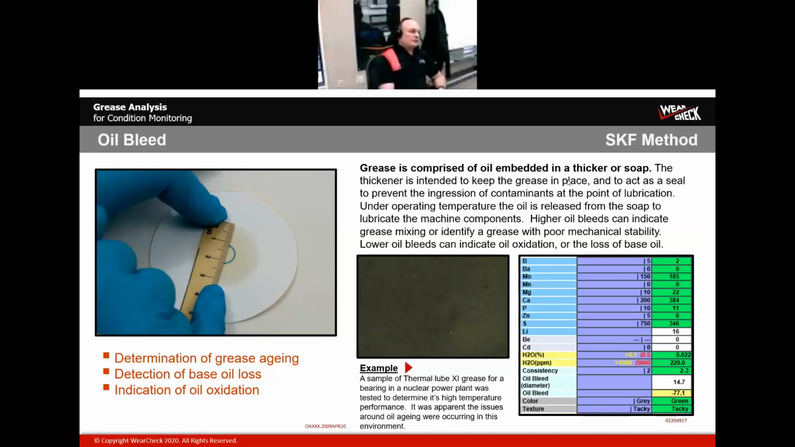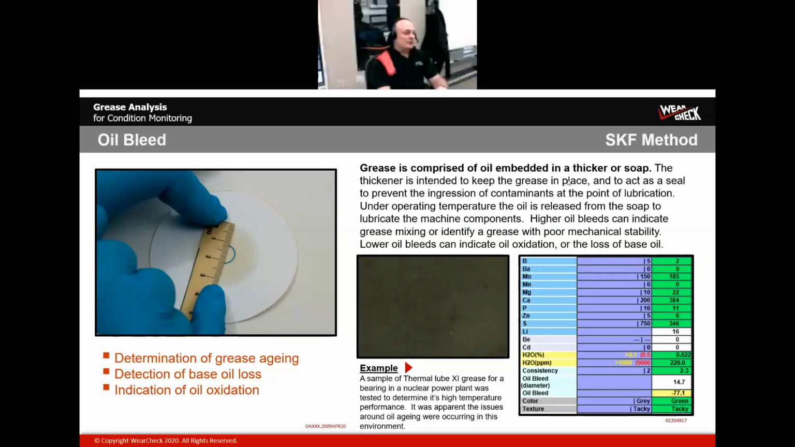Another test we can perform quite readily and easily with a small sample of grease is the oil bleed. And again, we refer back to the SKF test kit for this. We take a new sample of grease and we do pretty much the same thing as when we're doing consistency. The same little plastic disc, we put a small aliquot of grease in there. This time we're putting it on a piece of Whatman filter paper. That grease then goes in the oven. I believe it's 80 degrees centigrade for 2 hours.